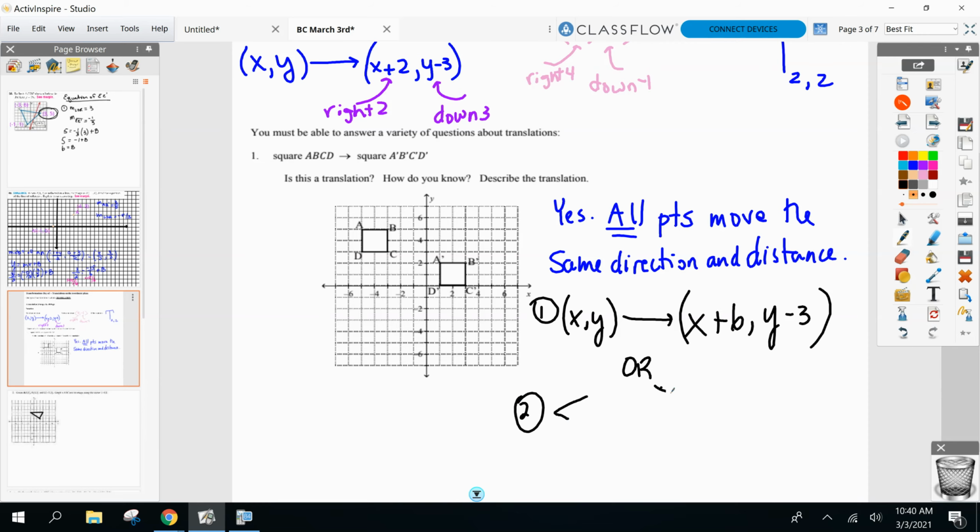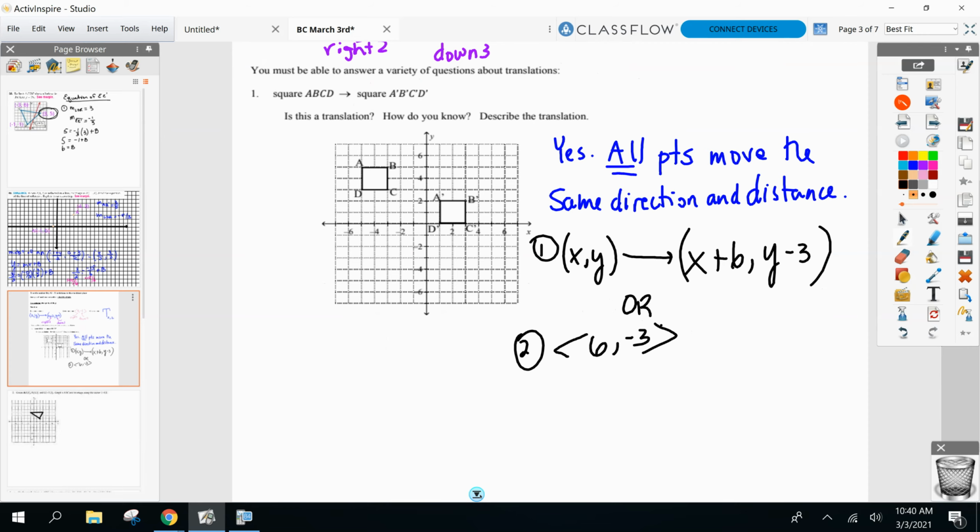Vector, you're just putting the numbers in. That's it, telling me where you're going. (6, -3). That means right 6, down 3 in vector notation. And then one more using the capital T. Capital T means translation, with a subscript of where you're going, right 6, down 3.